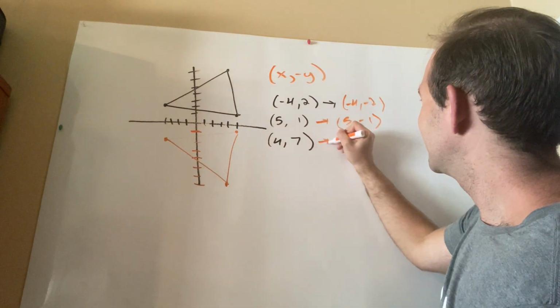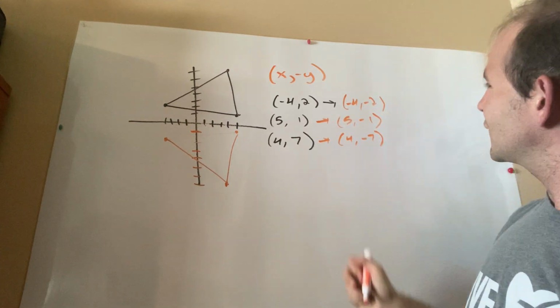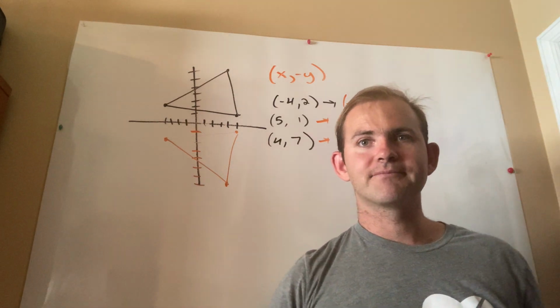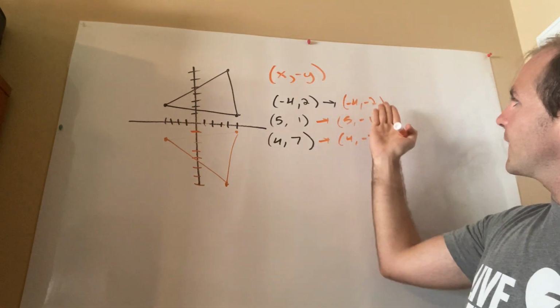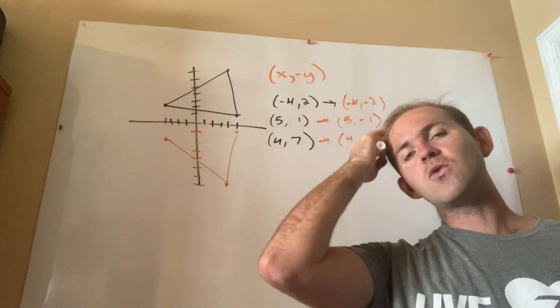And over here, I'm going to stop being so extra, but you get the idea, right? You just change the sign of the y coordinate. So this would actually be very, very efficient if all I'm being asked for are the coordinates of the new points, right?